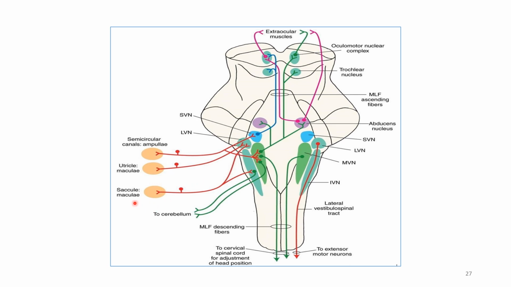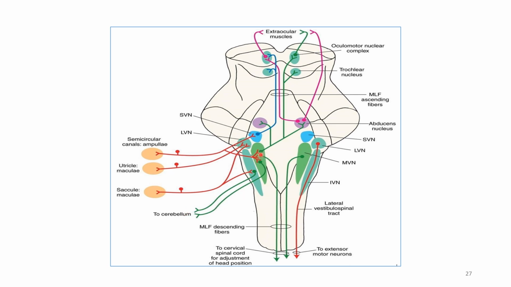And from the saccule and macule, the supply goes to the lateral and inferior vestibular nucleus. And the medial vestibular nucleus will be supplied by semicircular canals. So from the medial, you will have descending fibers also. It is MLF descending fibers. So medial longitudinal fasciculus descending fibers, and some fibers will go to the cerebellum through the medial and inferior vestibular nuclei.